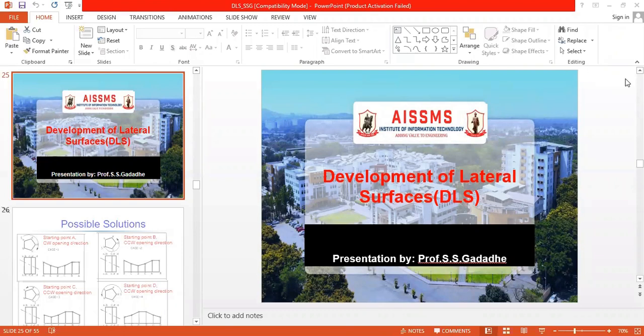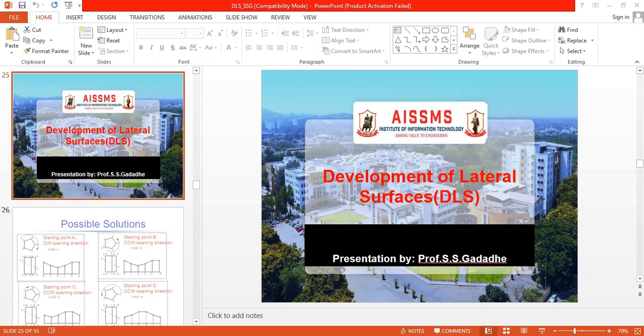In this engineering graphics lecture, we will discuss the development of lateral surfaces. In previous lectures, we discussed the basis of the development of lateral surfaces. We discussed some examples of how to do the development if problems are given: how we have to draw the top view, then from the top view how to draw the front view, and from the front view how we can draw the development.